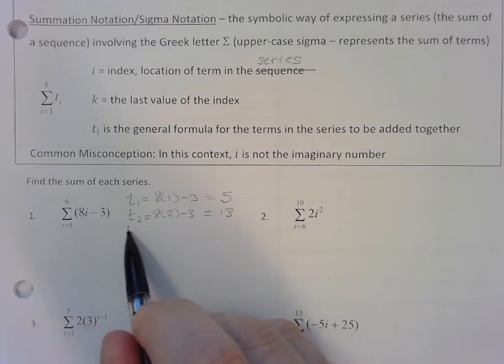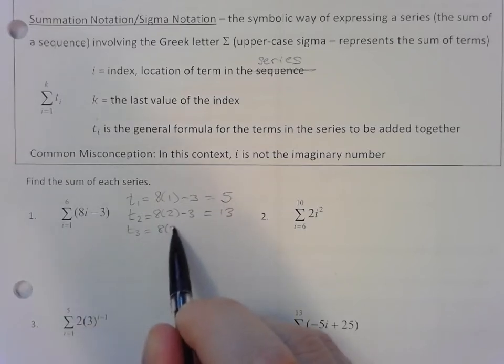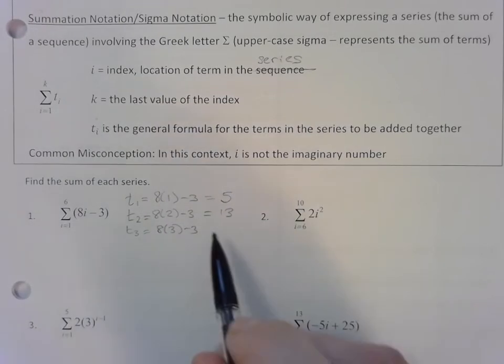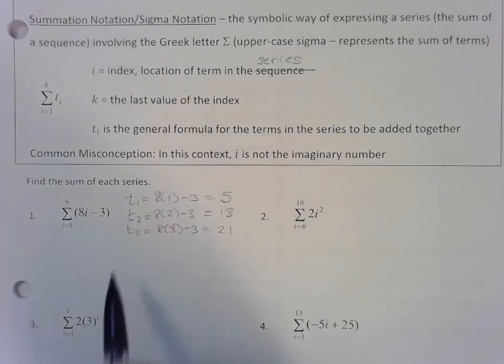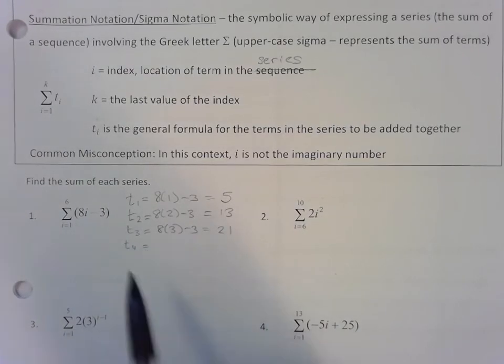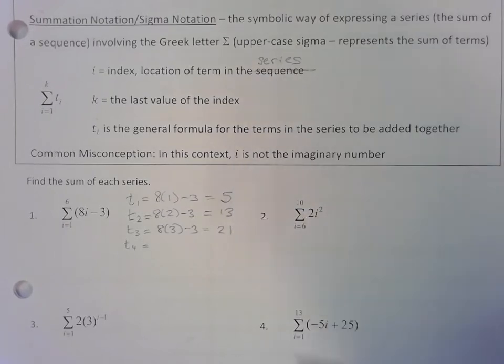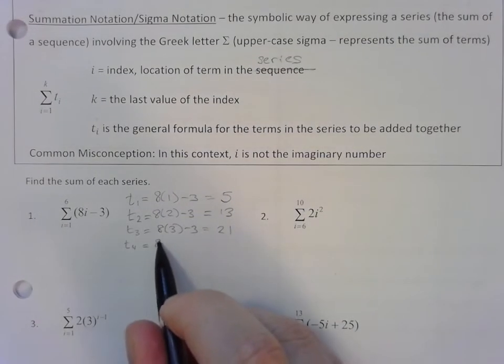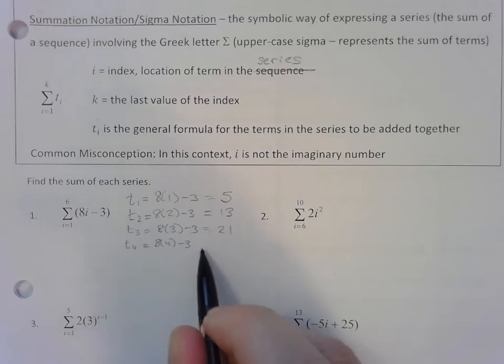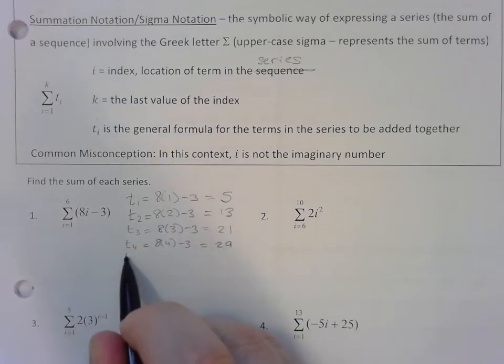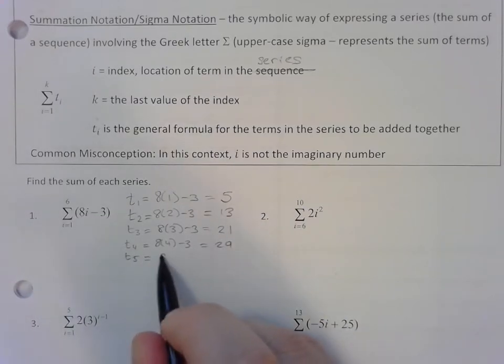Our third term is 8 times 3 minus 3. 24 minus 3 is 21. Now I'm picking up a pattern. T sub 4. It seems to me that each of the next numbers is 8 more than the previous term. 8 times 4 is 32, take away 3 is 29. Yep, that's right. This is an arithmetic series.